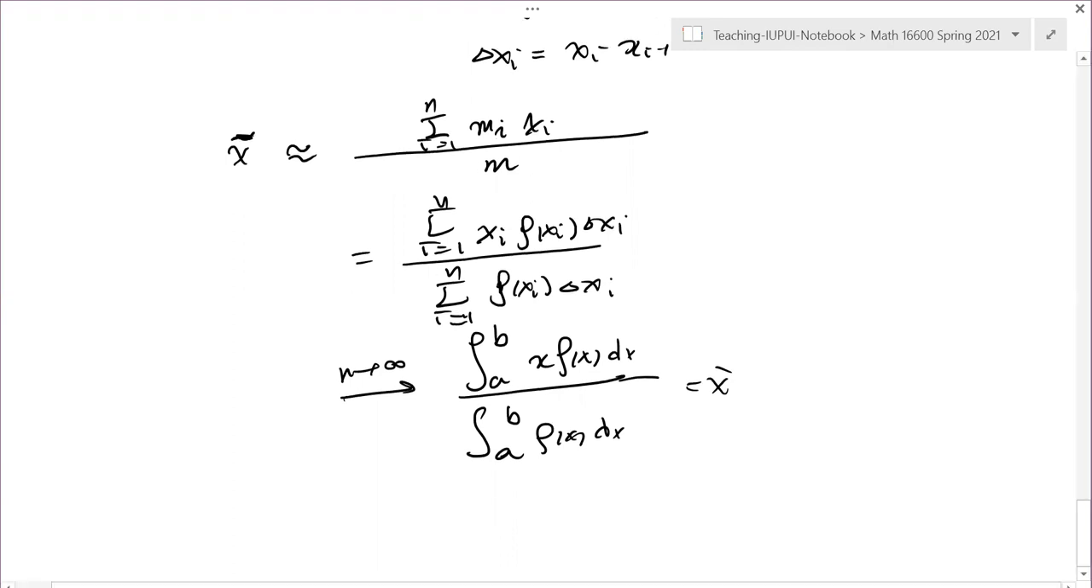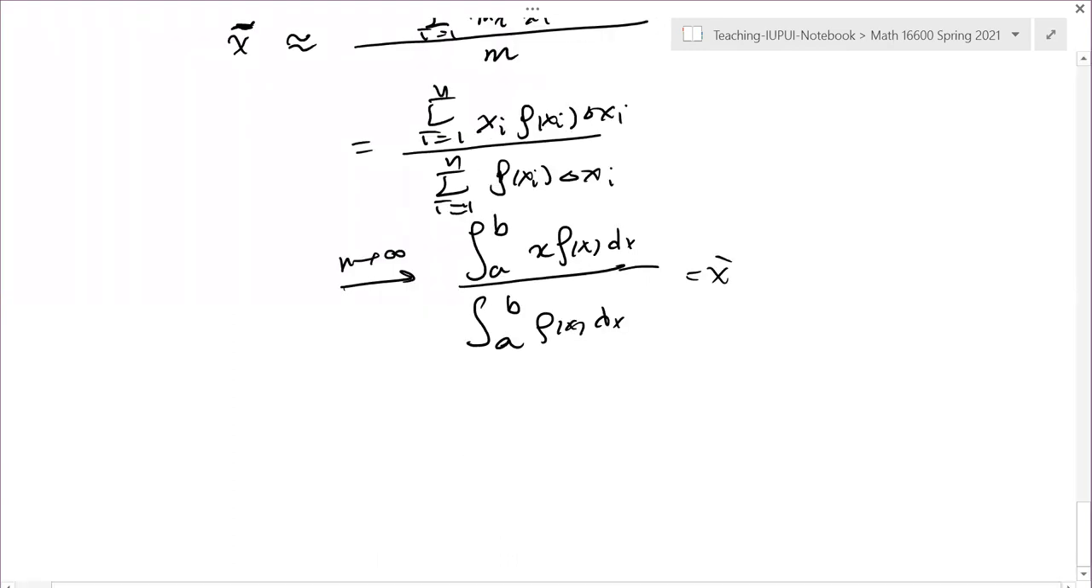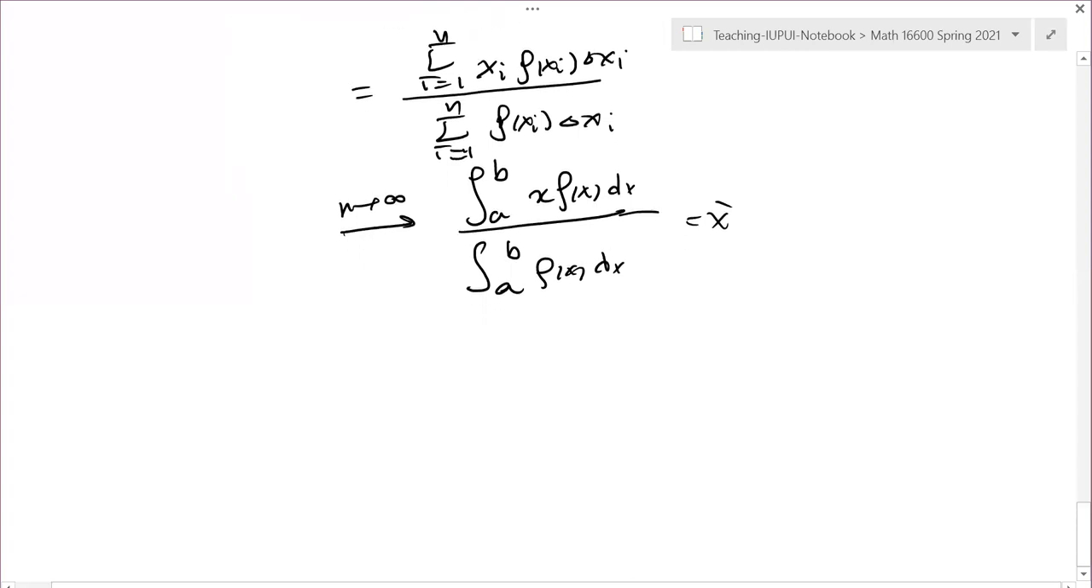Using this idea, you can also find the center of mass of some area, some region. You can find the center of some region too. Let's see how we do that. Let's do one exercise first before I talk about the two-dimension case. This is only one dimension.